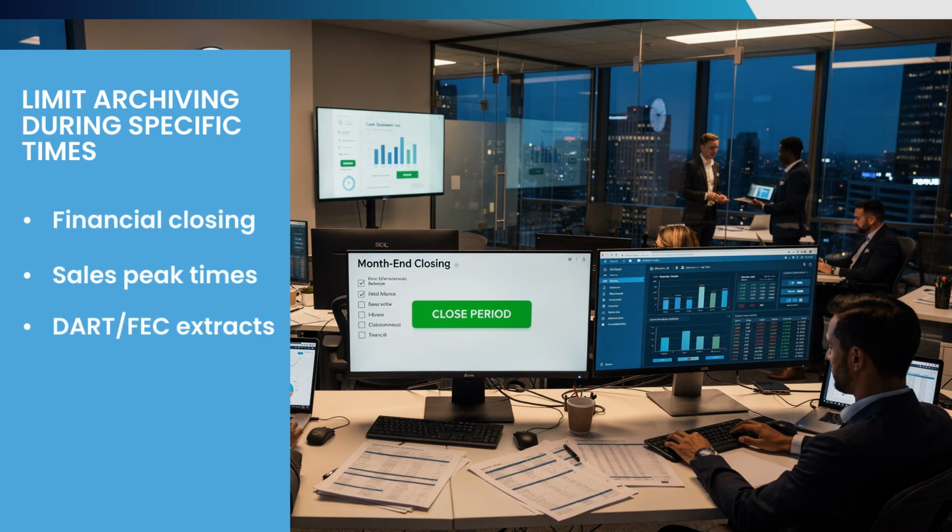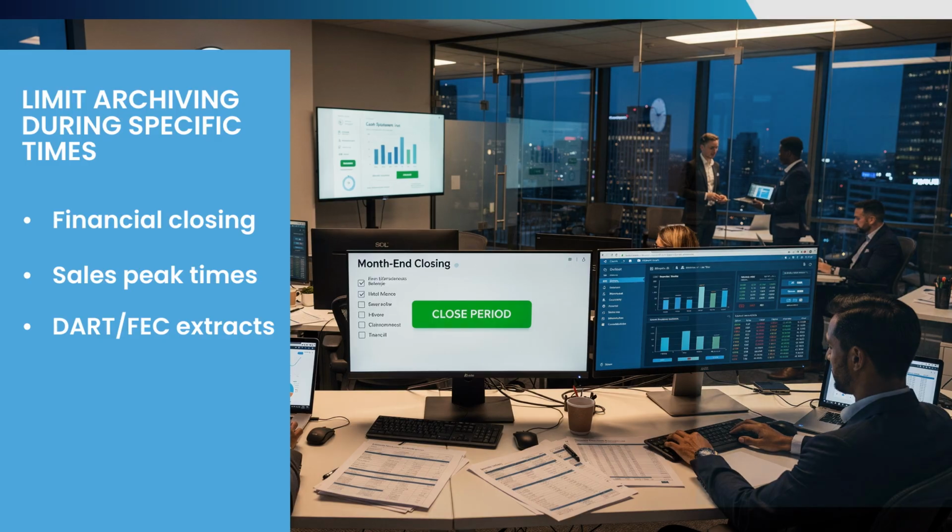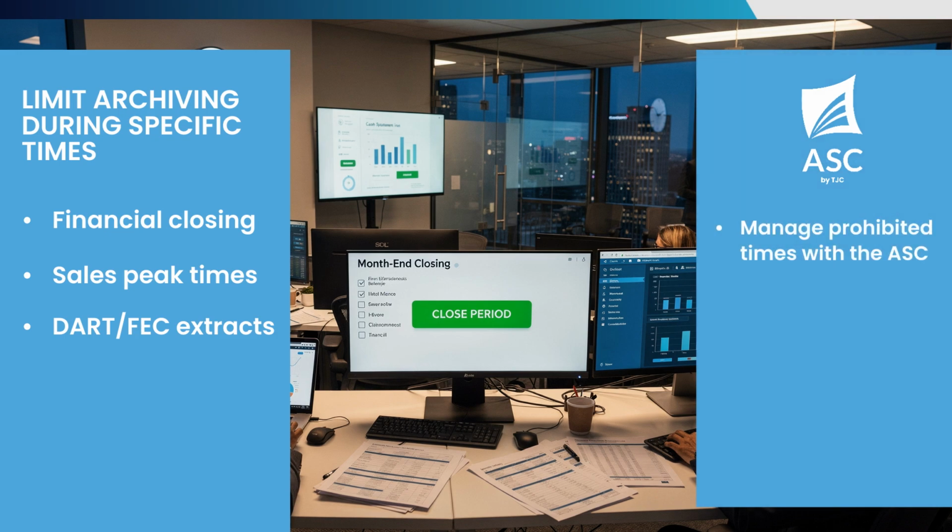Take financial closing, for example. No one wants archiving jobs running during year-end, or consider a more operational case. For some retail organizations, sales activity spikes on Monday mornings. Customers place orders prepared over the weekend. That means the system needs to be at its best typically between 7 a.m. and 1 p.m. With the Archiving Sessions Cockpit, this is easy to manage.